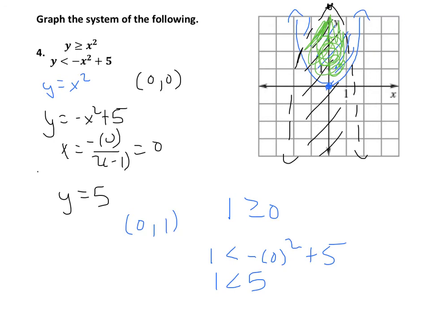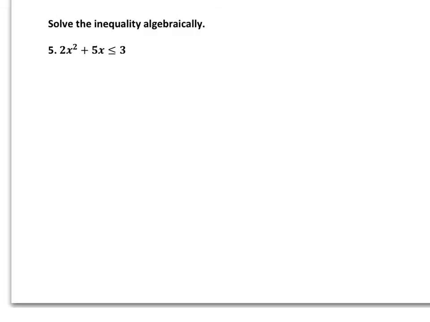That is where they both cross. Okay? Let's look at another problem. So we've done graphing. Now we need to solve algebraically.